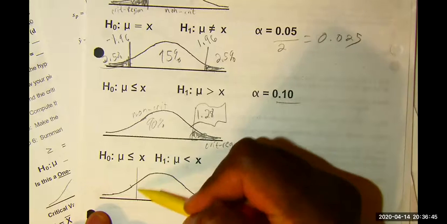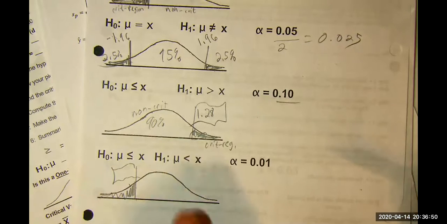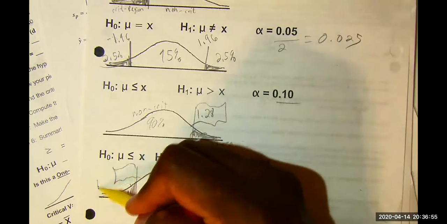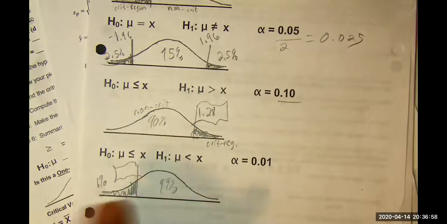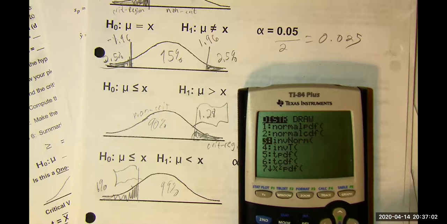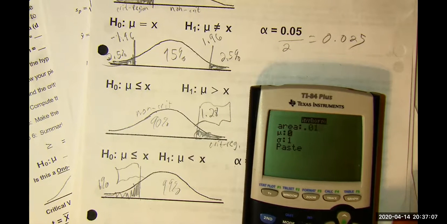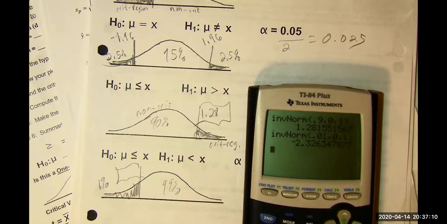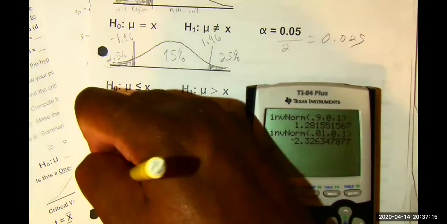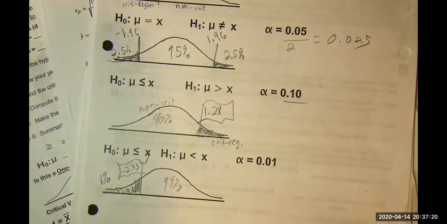Lastly here, left-tailed. 99%, alpha's 1%, non-critical region, critical region. Second distribution, inverse norm, 0.01. Negative 2.33. Okay. And that's our z-score critical value.